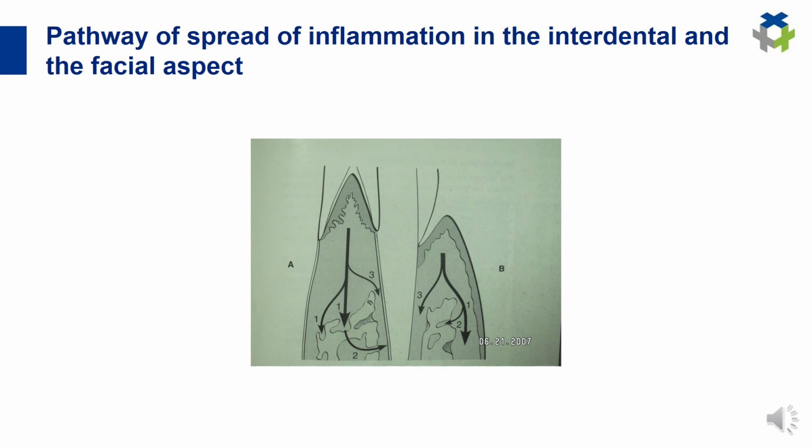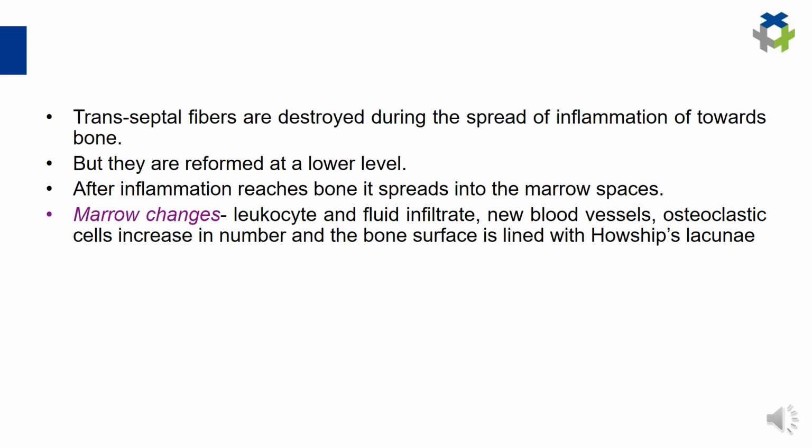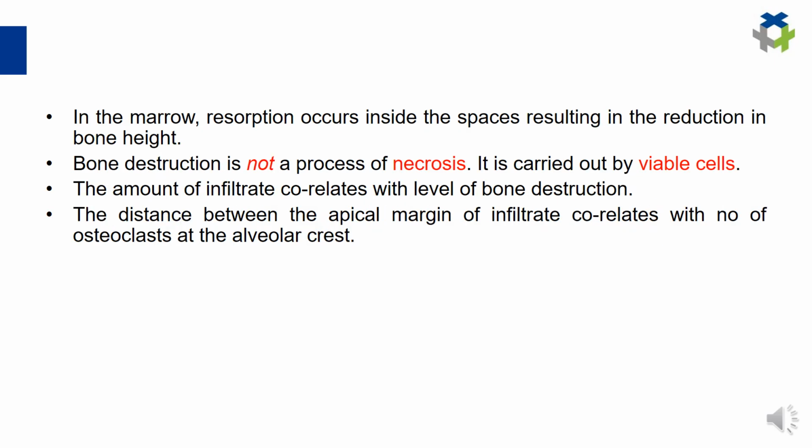So this is a diagrammatic representation of the pathway of spread of inflammation in the interdental area. On the facial aspect, this is the pathway of spread of inflammation, where gingival inflammation spreads to the connective tissue and then along the blood vessels and collagen fiber bundles towards the bone. Transseptal fibers are destroyed during the spread of inflammation, but they are reformed at a lower level. After inflammation reaches the bone, it spreads to the marrow spaces. The marrow changes are leukocyte and fluid infiltrate, new blood vessels, an increased number of osteoclastic cells, and the bone surface lined with Howship's lacunae. In the marrow, resorption occurs from inside the spaces, resulting in reduction in bone height.